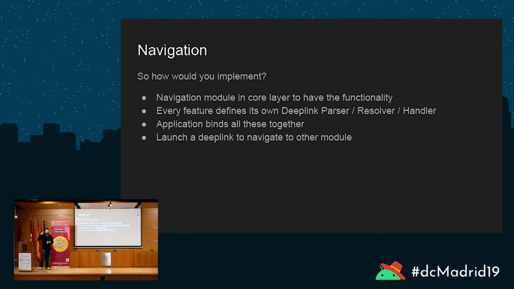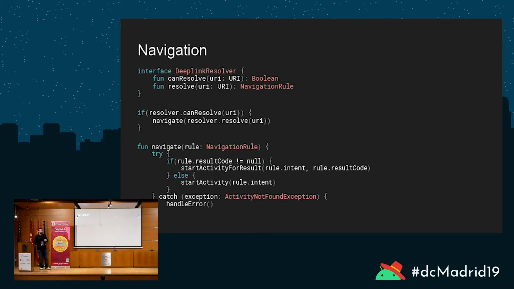And then say, hey, go to there. I don't care in which module it is. I don't care in which location that is, and so on. How would it look? For the basic example, let's assume this is a deep link resolver. It has two simple functions: can you resolve this? And if yes, resolve it. And if you see here, I just return a navigation rule. It's just a made-up name.